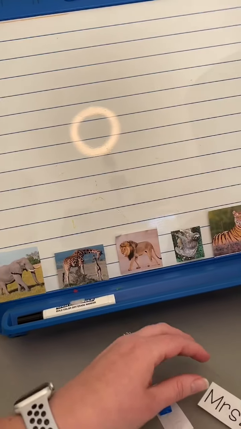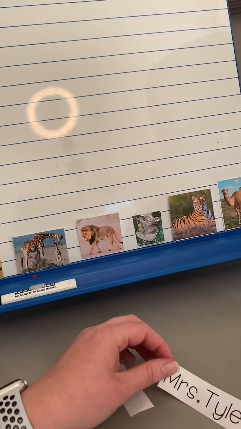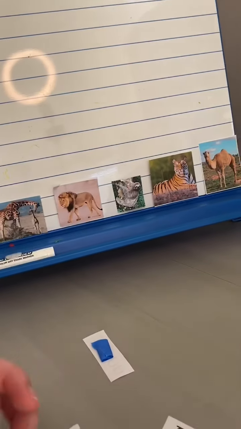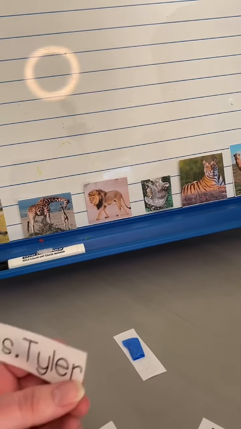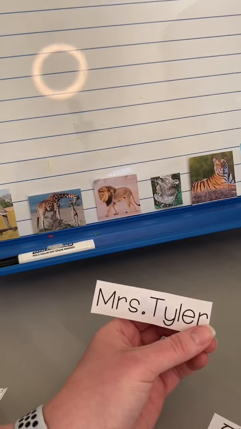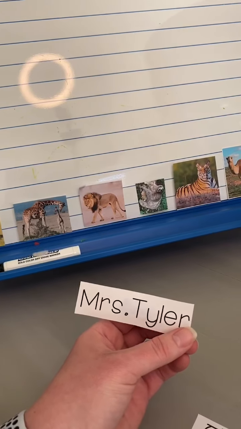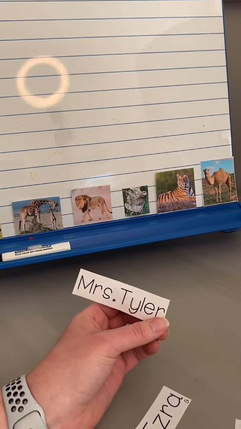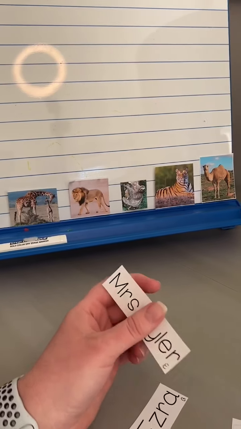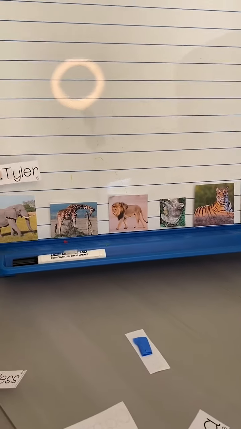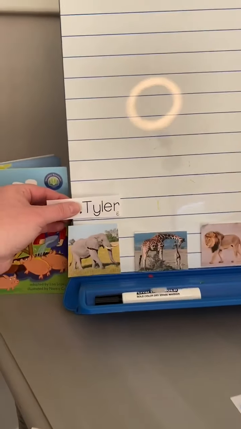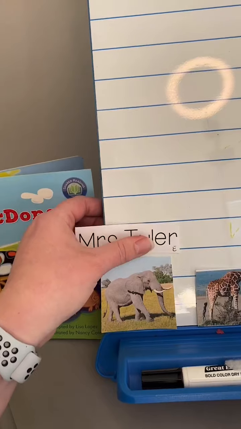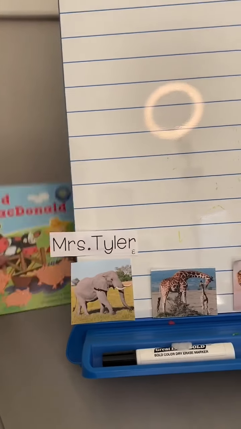So now we are going to make our graph. We are going to start with Mrs. Tyler. Can anyone guess what Mrs. Tyler's favorite animal might be? What do you think? Her favorite animal is an elephant. So we're going to put her name on top of our elephant.